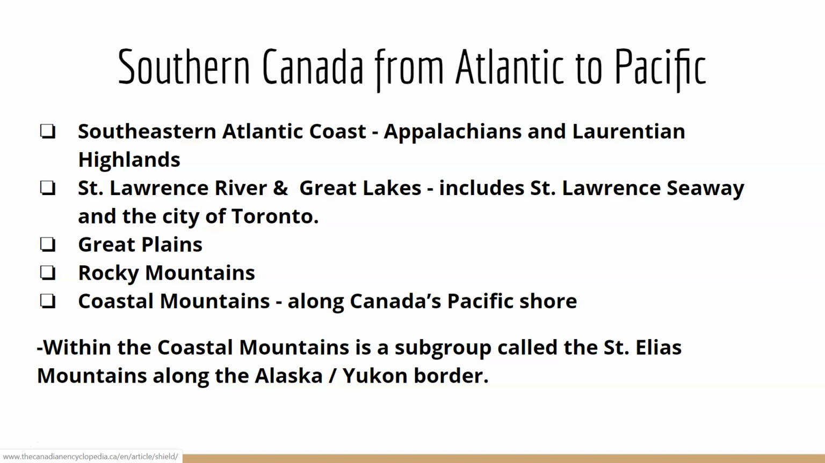You'll also see the Great Plains, and certainly you're going to see a lot of commonality between this region along with the Rocky Mountains as you would to the United States. You also have the coastal mountains, which form along Canada's Pacific shoreline, so largely around the province of British Columbia. And within those coastal mountains, you'll see some different subgroups. Those subgroups are called the St. Elias or Elias Mountains. I'm not entirely sure on the pronunciation there. And those go along the border between Alaska and Yukon Territory.